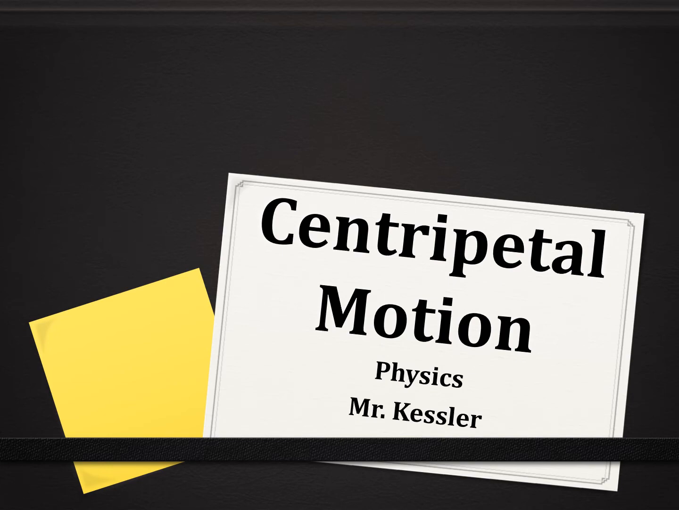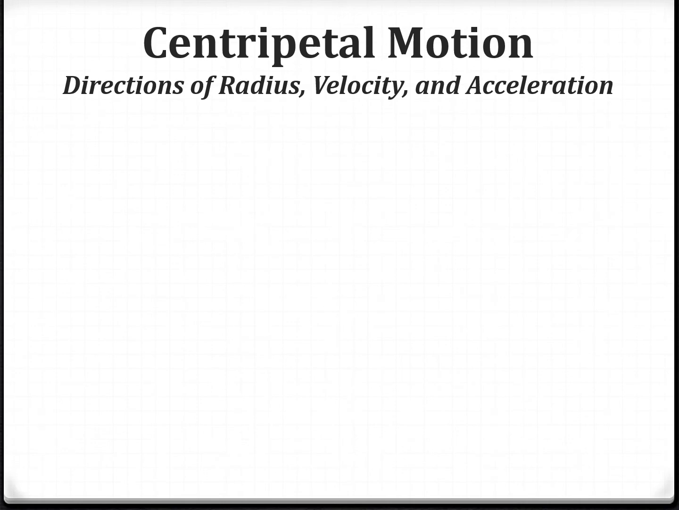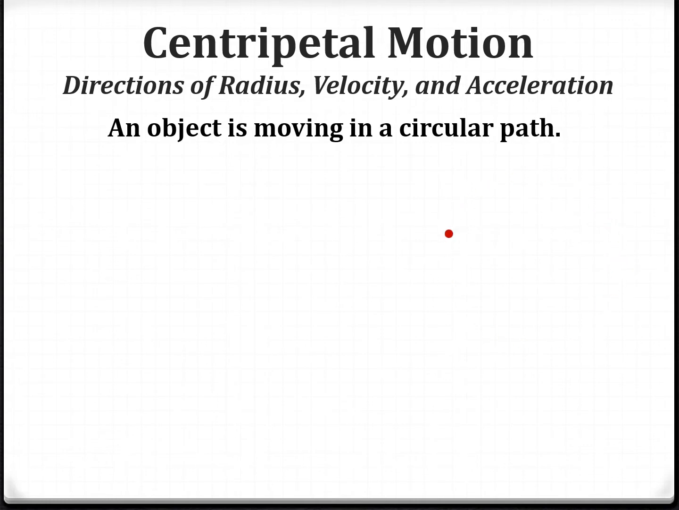This PowerPoint talks about centripetal motion. So centripetal motion has a lot of measurements that we need to look at and see what the relationships are between those. First off, it talked about an object that's moving in a circle. It's got a circular path. Now it can get more complex than that.